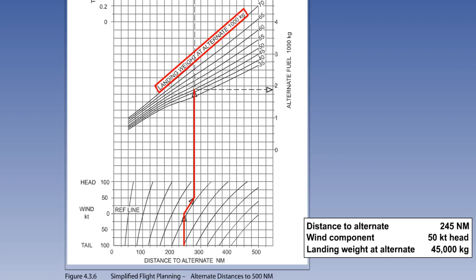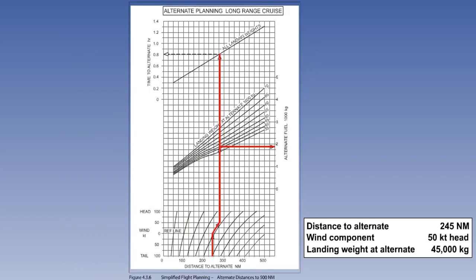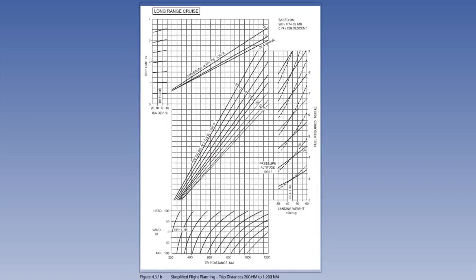Go vertically to intercept the landing weight at the alternate, which is 45,000 kilograms in the example. Then horizontally to read off the fuel required, which is 1,890 kilograms. Go back to the intersection with the landing weight, and from there go vertically to the all landing weights line. Go horizontally left to read off the time to alternate, which gives us 0.79 hours, or approximately 47 minutes. For distances greater than 500 nautical air miles, use the long-range cruise planning graphs.